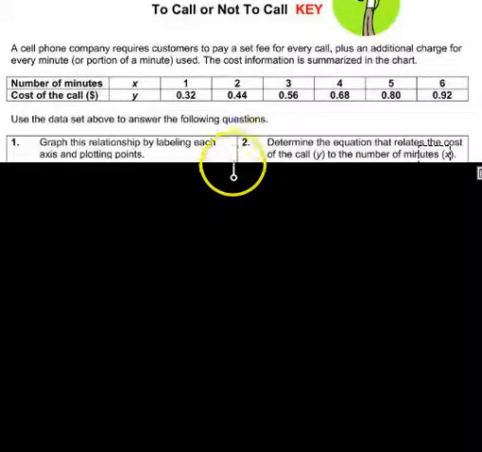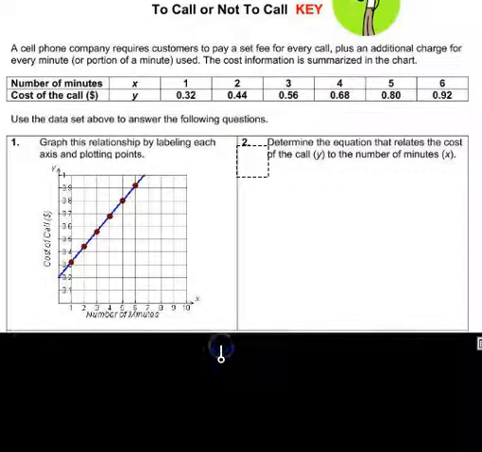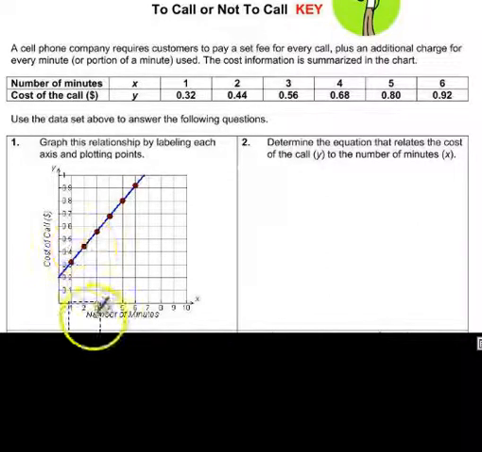So let's talk about what those two things will look like. If we graph it, go ahead and put your graph in there. They just graphed 1 and then 0.32, which would be 32 cents up here. 2 minutes is 44 cents, 3 is 56 cents, and so on. When you connect those points, you get this nice linear graph, a line that goes through those points at a constant rate. Not a constant rate, but a continuous rate. Now, it says determine the equation.